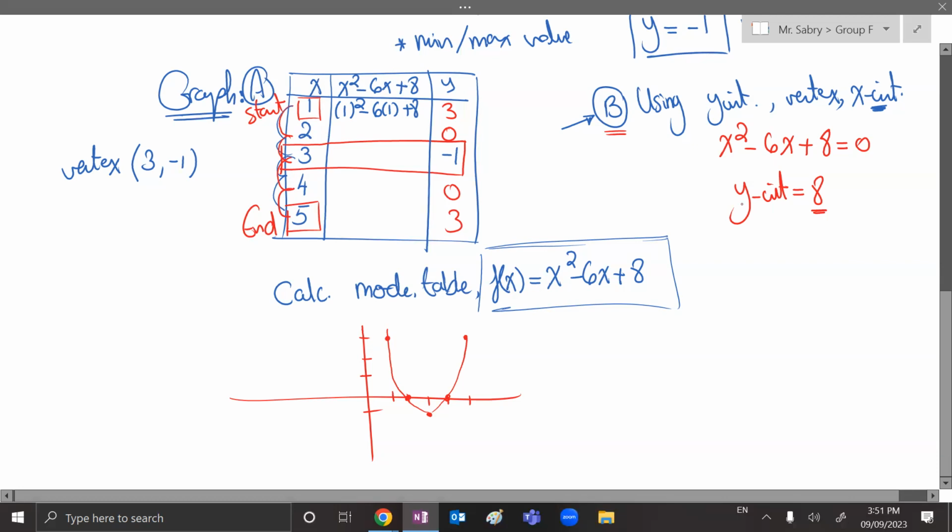So I found the first thing, the y-intercept. The second thing is the vertex. I already got the vertex as 3 and negative 1. The last thing is the x-intercepts. How do I find the x-intercepts? Here's a bit tricky. X-intercepts, not x-coordinate. How do I find the x-intercepts?